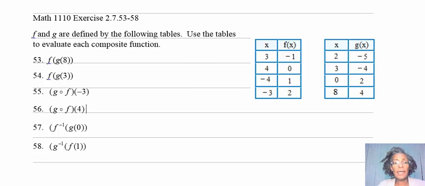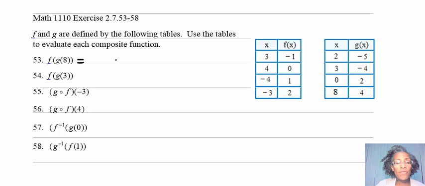Okay, let's take a look at exercise 53 through 58 of section 2.7, where we're going to look at two functions f and g that are defined by tables. We're going to use the tables to evaluate each composite function. So our first task is to find f of g of 8.